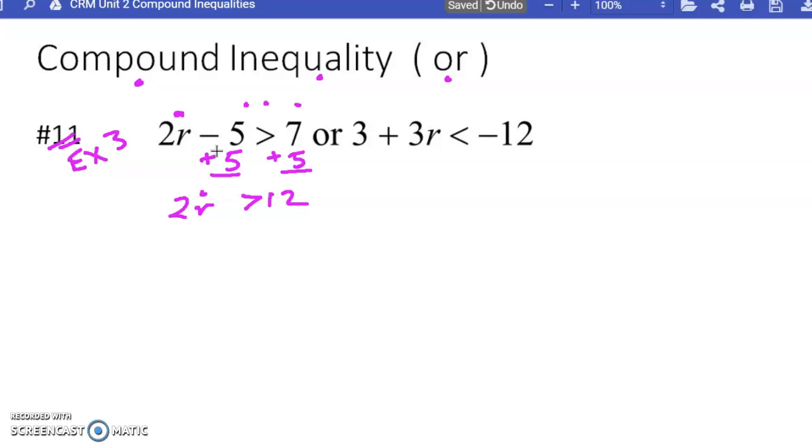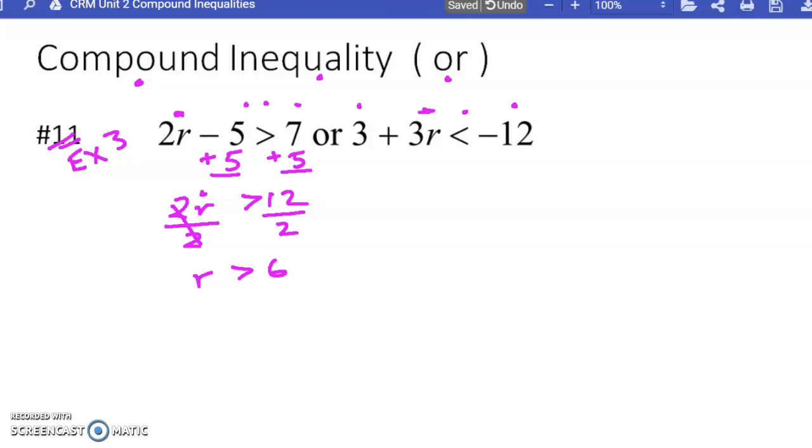Still, I want to isolate that r, so 2 is multiplied by r. I'm going to divide by 2. 2 over 2 reduces to 1. Dividing the right hand side by 2, I have r is greater than 6 for that side. Looking at OR on the other side, I have 3 plus 3r is less than negative 12.